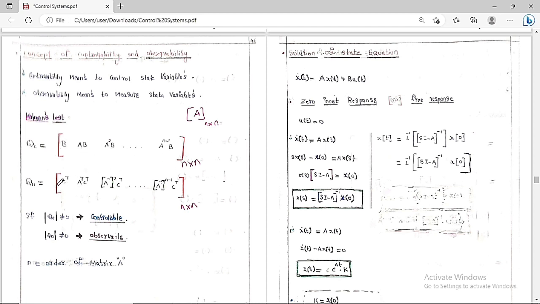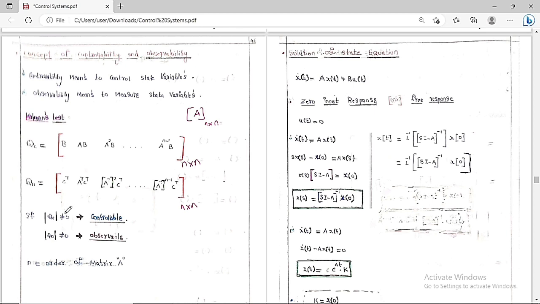And the observability matrix is obtained by replacing B by C transpose and A by A transpose. We are going to get [C transpose, A transpose C transpose, (A transpose) squared C transpose, and so on up to (A transpose) to the power of n minus 1 into C transpose]. And the order of the observability matrix is also n by n. So whatever the order of the matrix A is, the same is the order of both QC as well as QO.